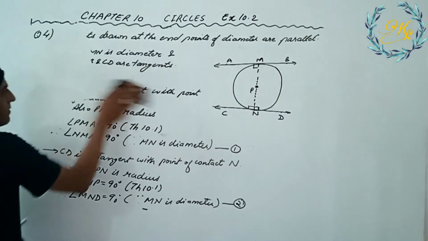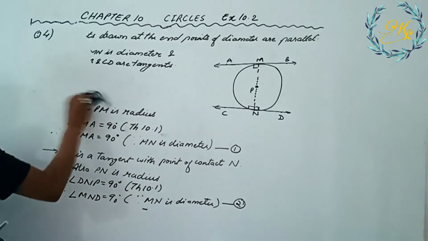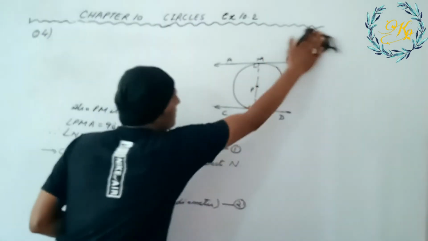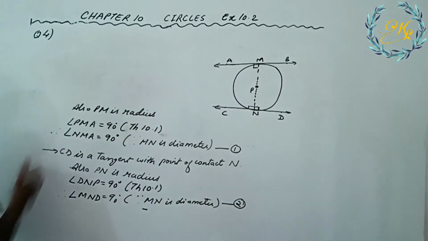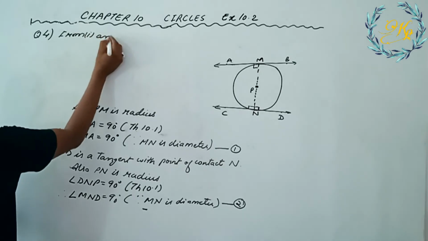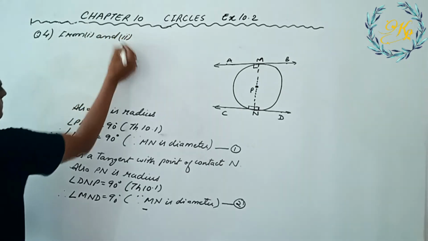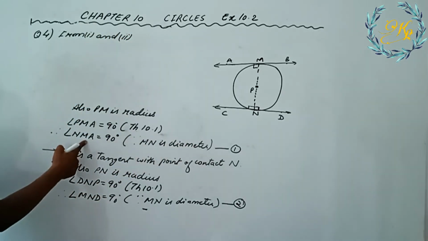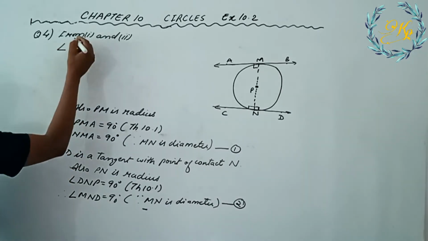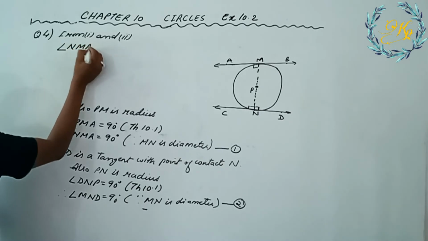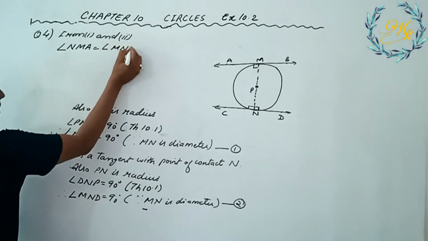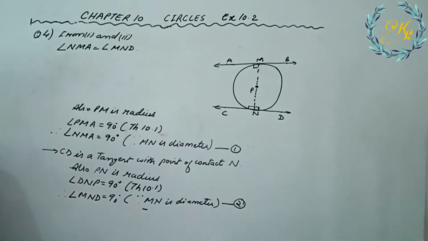Alright, so here I am going to write that from 1 and 2, let's erase this part. We need some space to write the remaining part of the sum. So let's write here from 1 and 2. What is the first point here? The first deduction that we have done is angle NMA is equal to angle MND. Okay, this is what we have got.